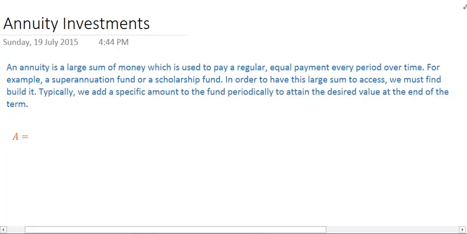So what we're talking about here is this large amount of money that you will build up over time, and then at some point will start regularly withdrawing from. In order to have this large sum of money to access, we must first build it. This annuity doesn't just appear out of nowhere. We do have to build it ourselves. So typically we add a specific amount to the fund periodically to attain the desired value at the end of the term.